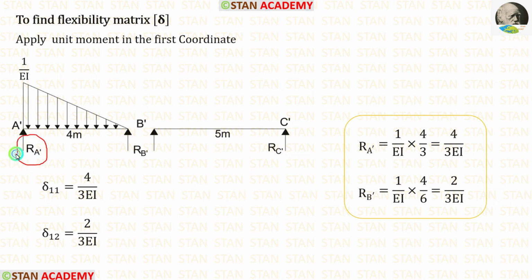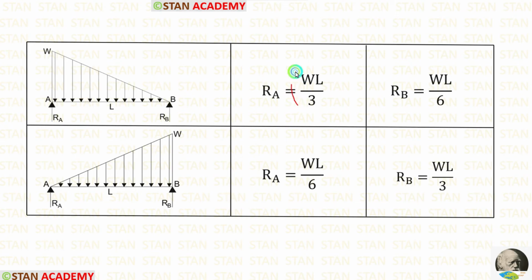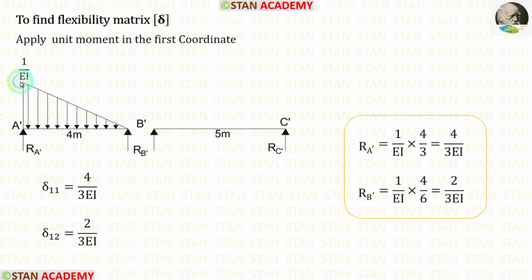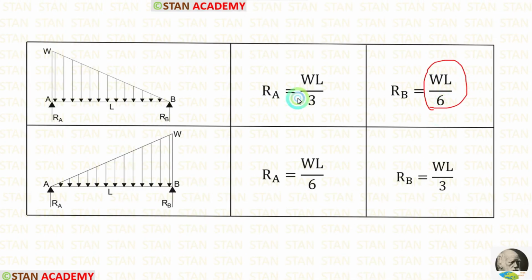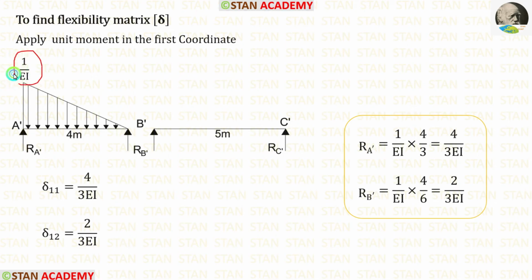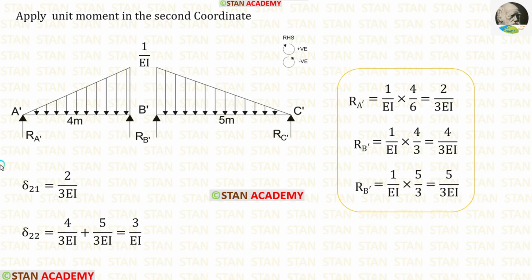Here we need to calculate RA dash. The formula is WL upon 3. Here W is 1 upon EI, L is 4. When we apply the values inside the formula, we are getting 4 upon 3 EI. Now, using the formula, let us calculate RB dash. The formula is WL upon 6. Here, W is 1 upon EI and L is 4. When we apply the values inside the formula, we are getting 2 upon 3 EI. Let us apply these two values for delta 11 and delta 12.